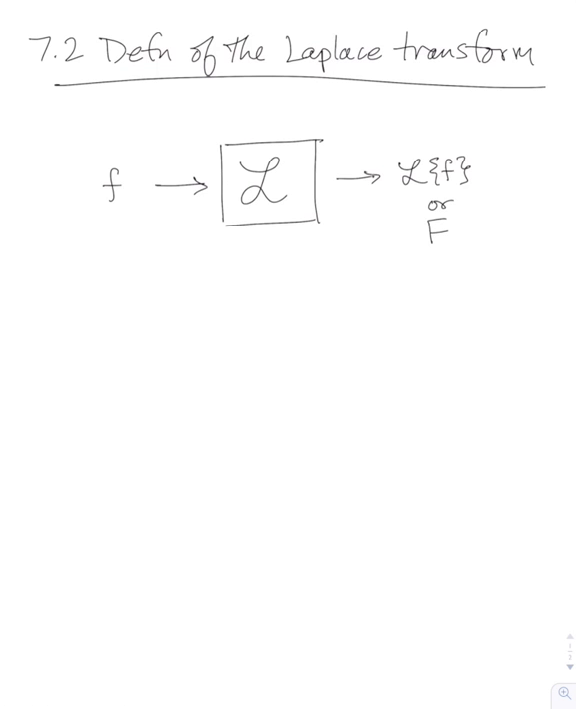Also, it doesn't really matter what you use for the independent variable, but it's very common, especially in our textbook, for when you're talking about the input, f, that t is used as the independent variable, and when you're talking about the output, s is used.